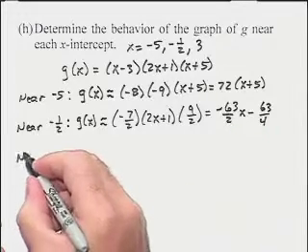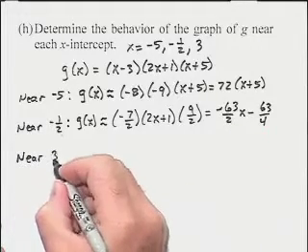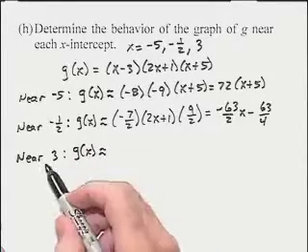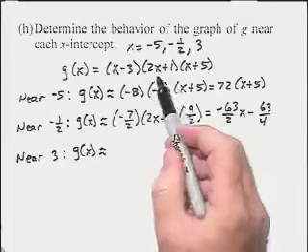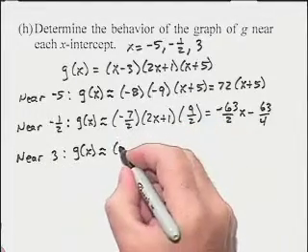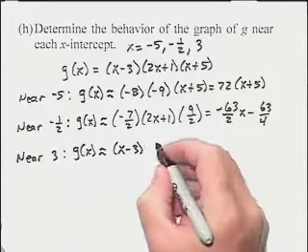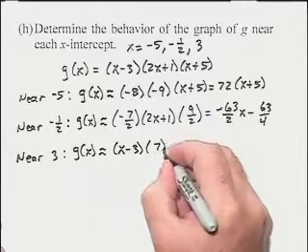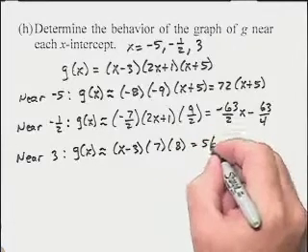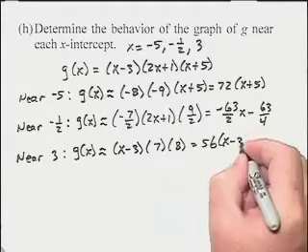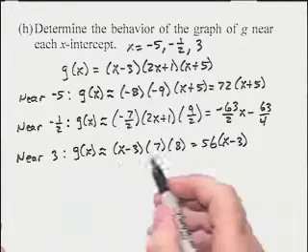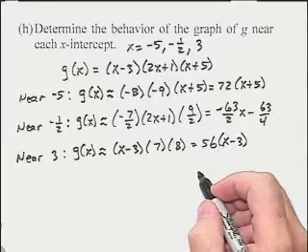And our last intercept was 3. So we look at the behavior near 3. Following the same procedure, we're going to let x equal 3 in the two factors that did not give us this x-intercept. So g of x will be roughly x minus 3 times 7 times 8, which is equal to 56 times x minus 3. So near 3, the graph of g will look like a line with slope 56.